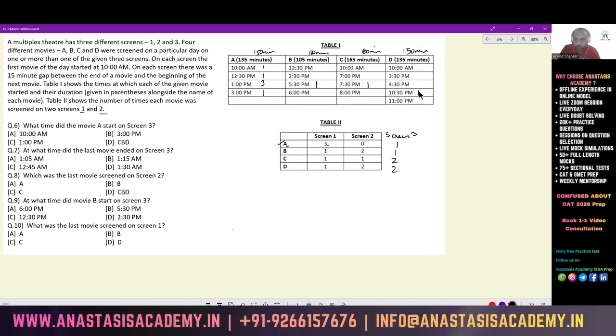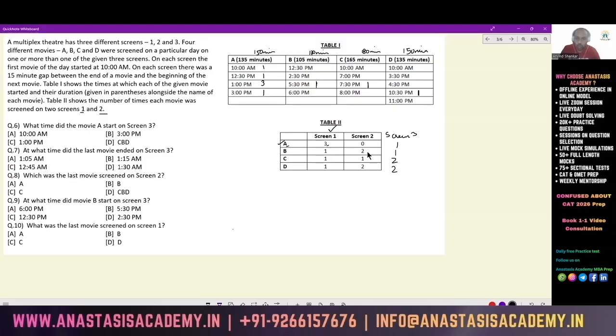D is shown on screen 1 at this time. And now everything for screen 1 is taken care of. Okay. Now looking at screen 2. A is never shown there. Yes, we have already accounted for that.